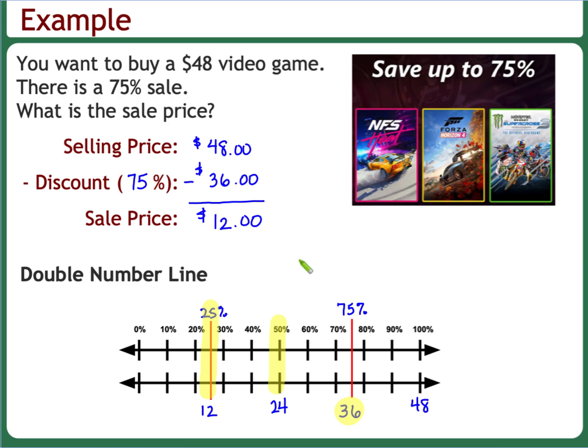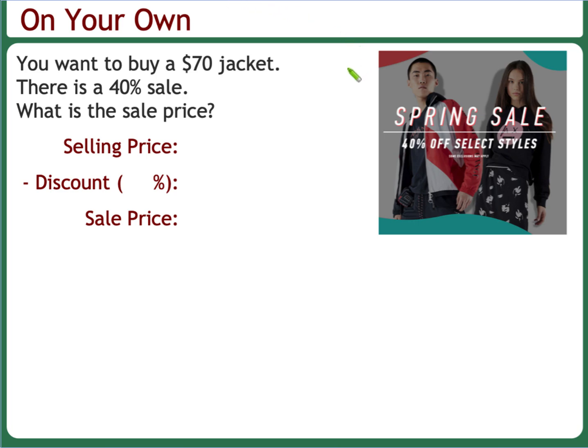All right, here's an on your own. Go ahead and use any method. I will show all 3 methods after you try it here. So you could use any of the 3 methods and see if you could find out the selling price if you want to buy a $70 jacket that's on sale for 40% off.